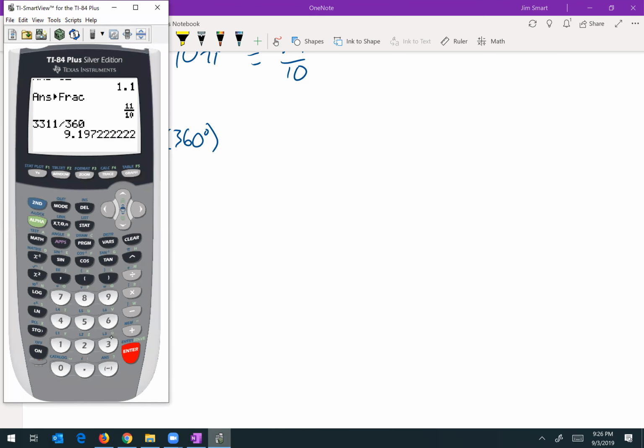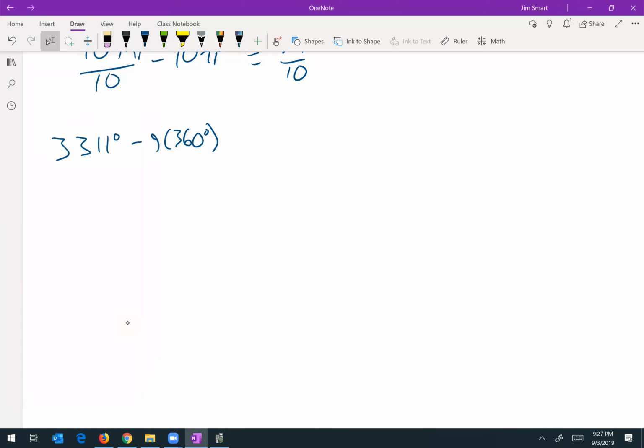So it's going to be 3,311 minus 9 times 360. So 71 is my coterminal angle. So I got that part correct. So the second half is incorrect. For the reference angle, in the first quadrant, you actually got lucky because for a reference angle in the first quadrant, the reference angle is the angle. So the answer to the reference angle is 71 degrees. See, I thought it was 19.